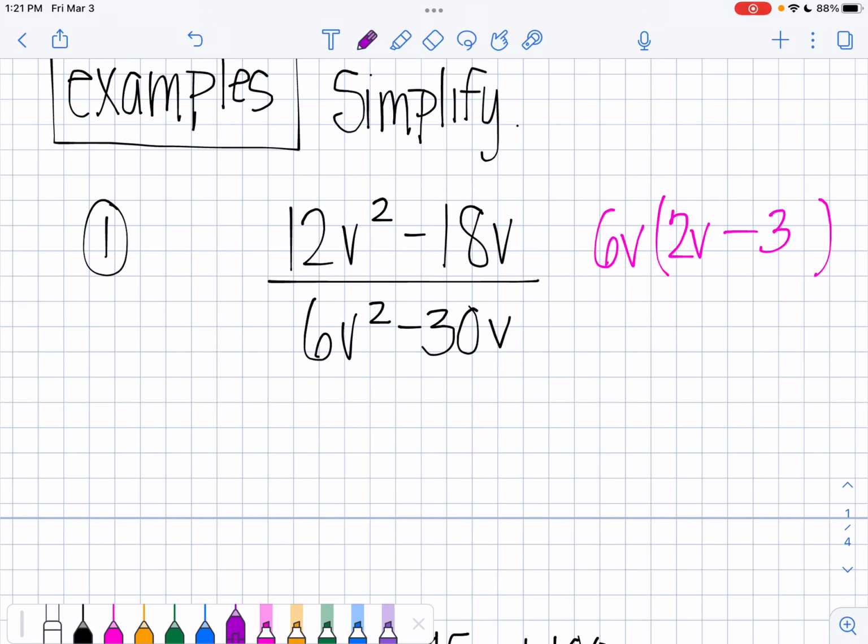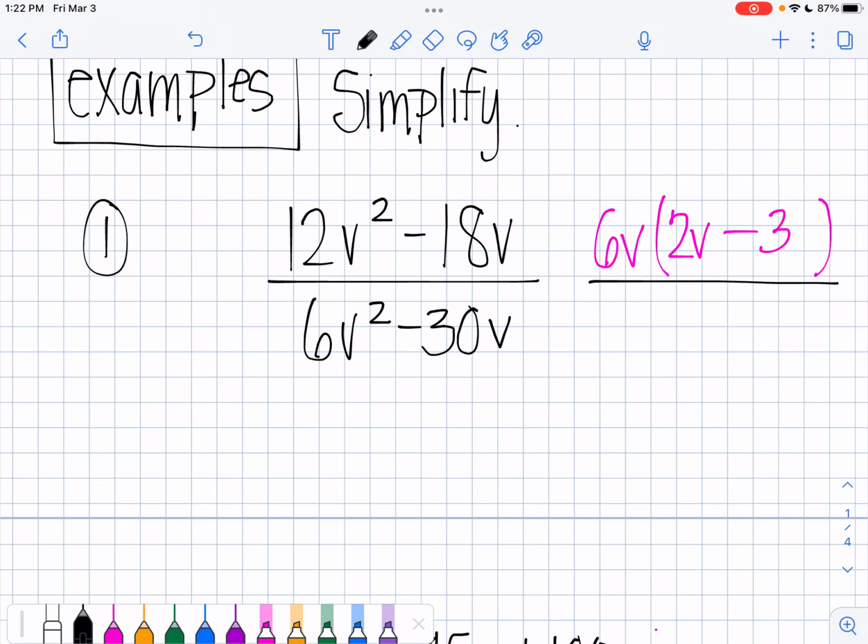So you can check it. If you were to do the distributive property, would you end up back this way? 6v times 2v is 12v squared, and 6v times 3 is 18v, and there's a subtraction in the middle. Great. Okay. I'm going to do the same thing in the denominator.